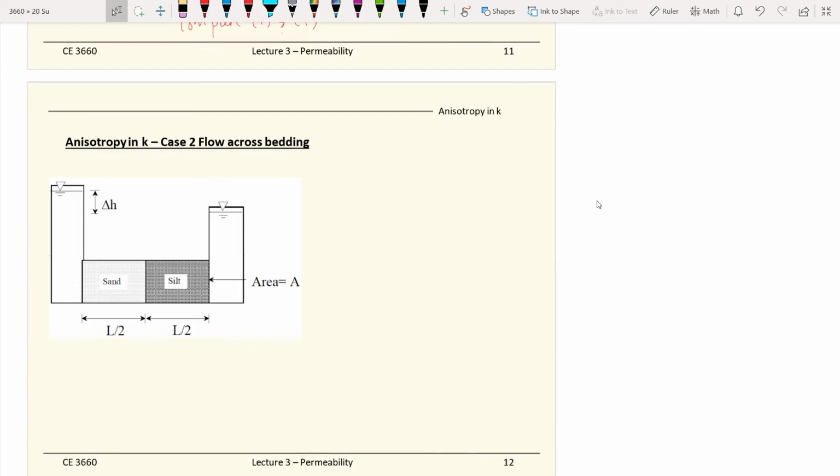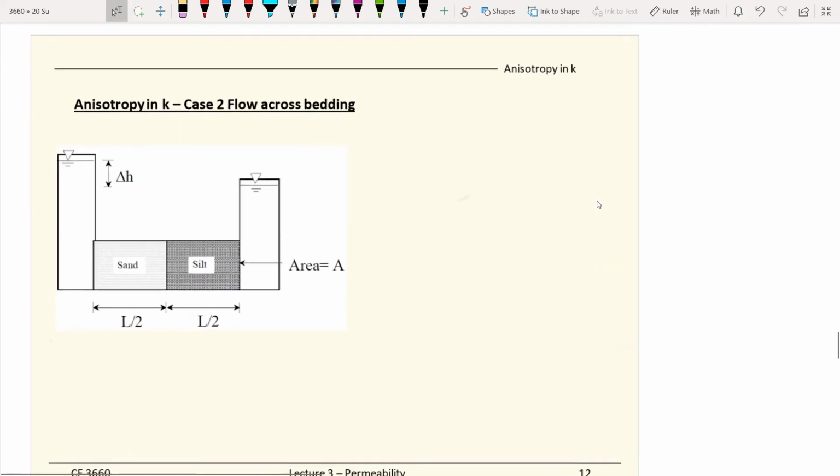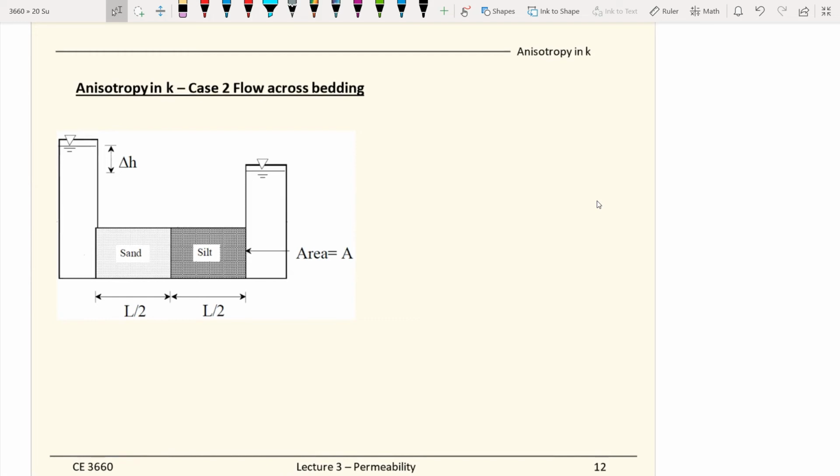Okay, second case of anisotropic hydraulic conductivities. This is the case where the water flow is across, or perpendicular to, the bedding. So what is soil bedding? Soil bedding is the layers between two interfaces. So you have a sand and silt layer now. This is the soil bedding, and this is the flow of water. So it is perpendicular to, or across, the soil bedding.